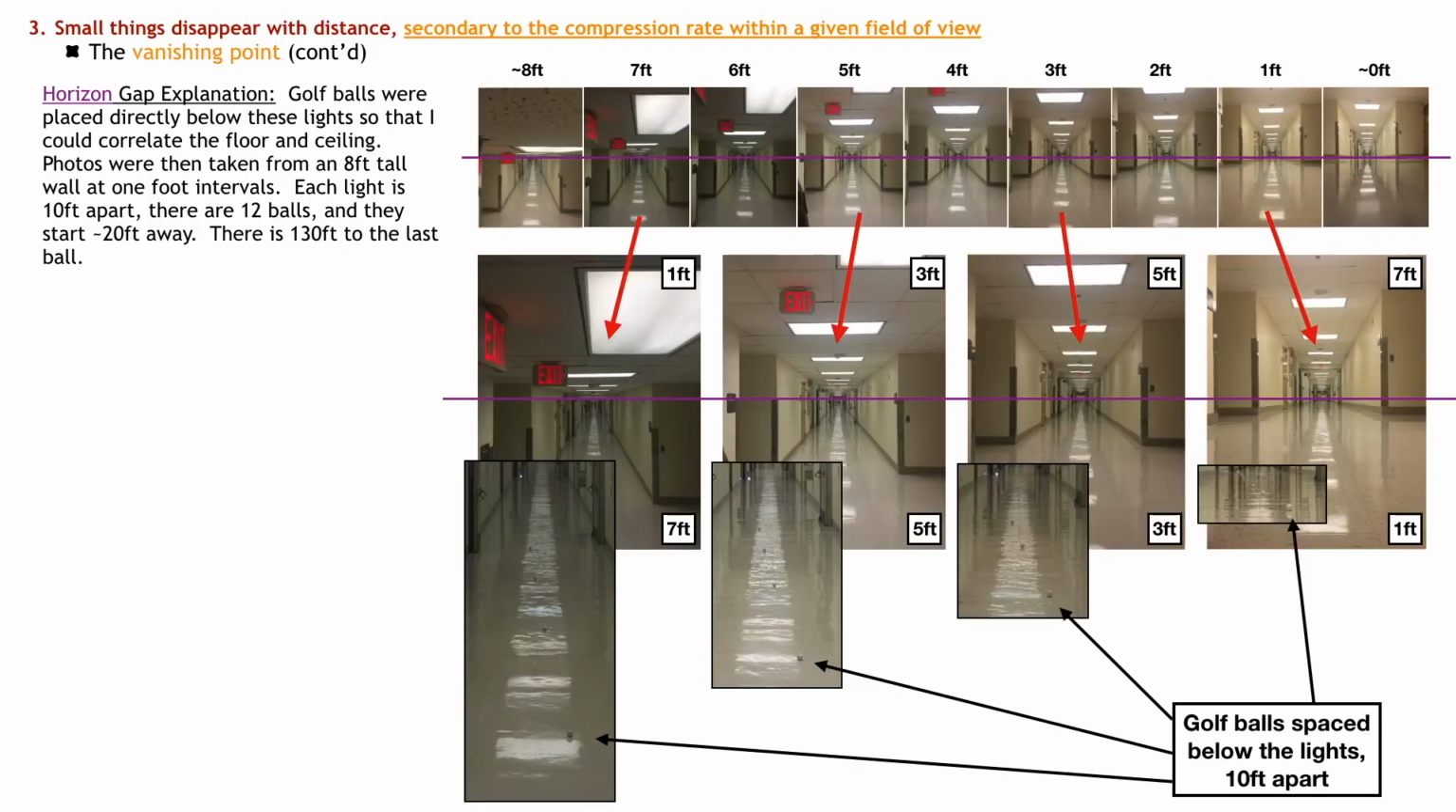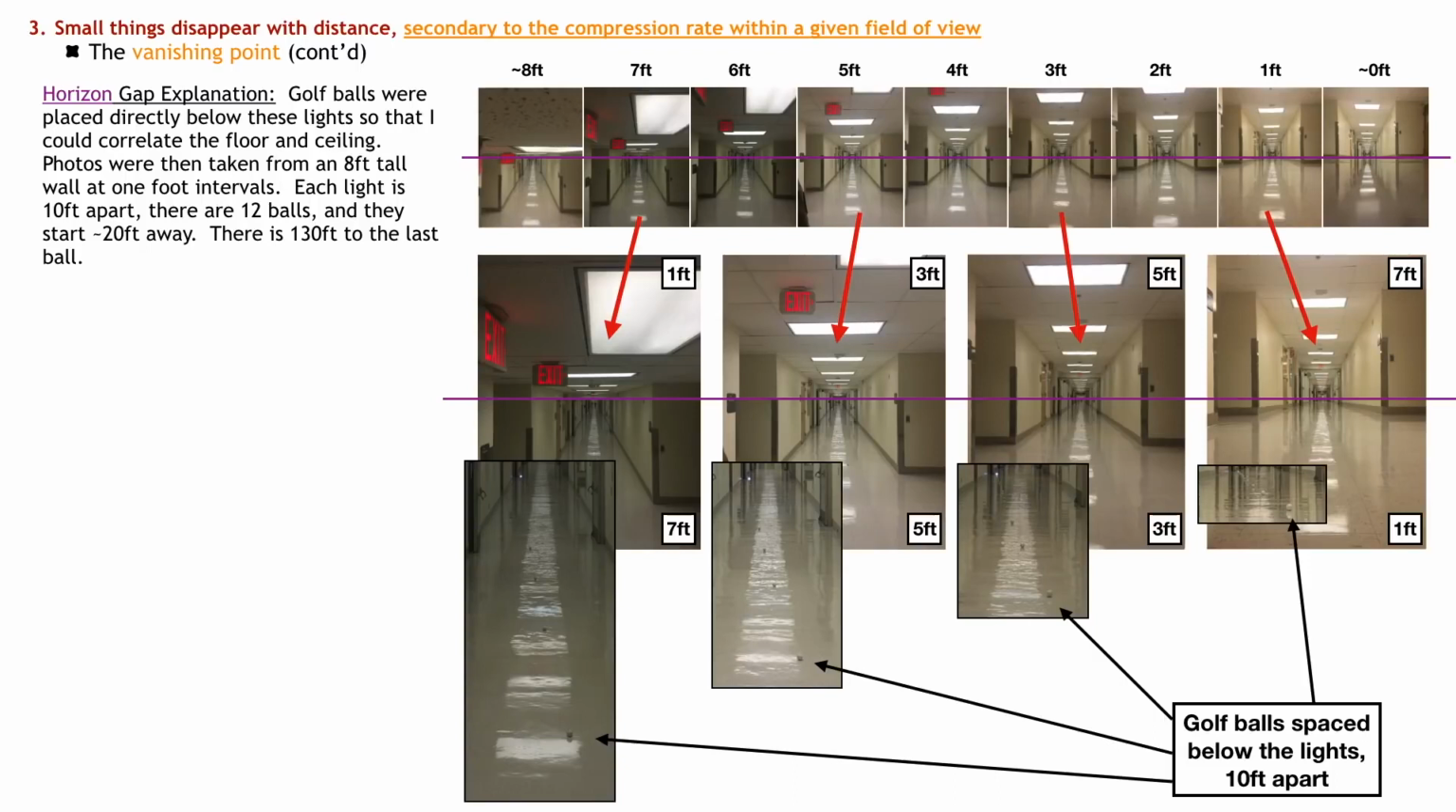So the first golf ball that is visible was placed roughly 20 feet away from the observer position. And then after that point, they were spaced 10 feet apart, and they correspond to the lights above them, which are also spaced at 10 feet apart. So again, each light is 10 feet apart, and each ball is 10 feet apart. And there are 12 balls total within this field of view, and I placed a light at the end of the last ball. The balls start 20 feet away. There is about 130 feet to the last ball within this frame.